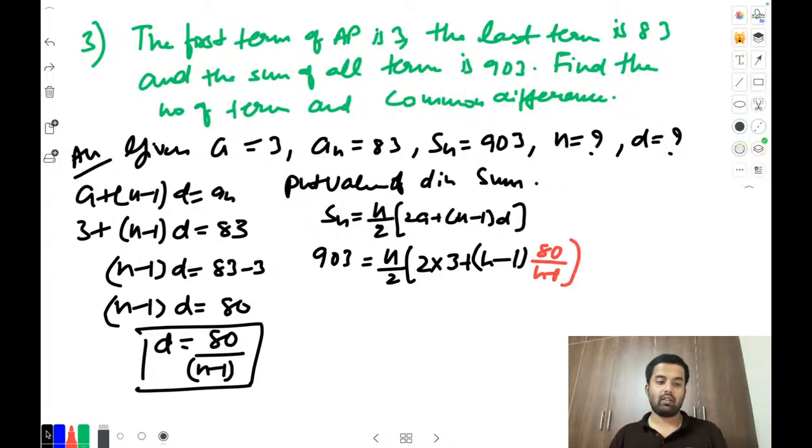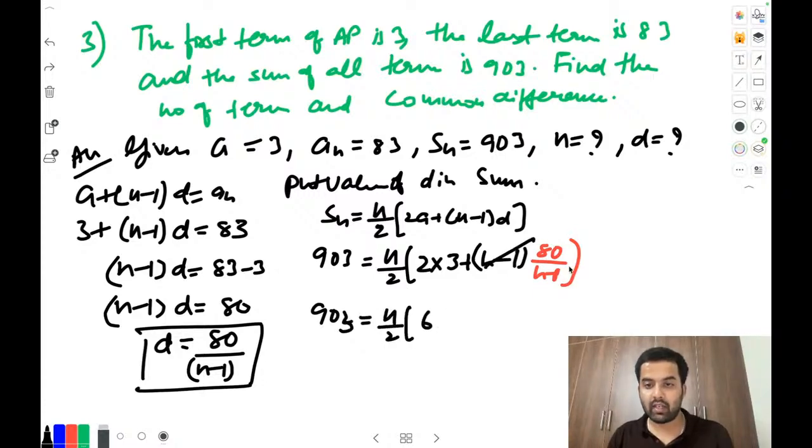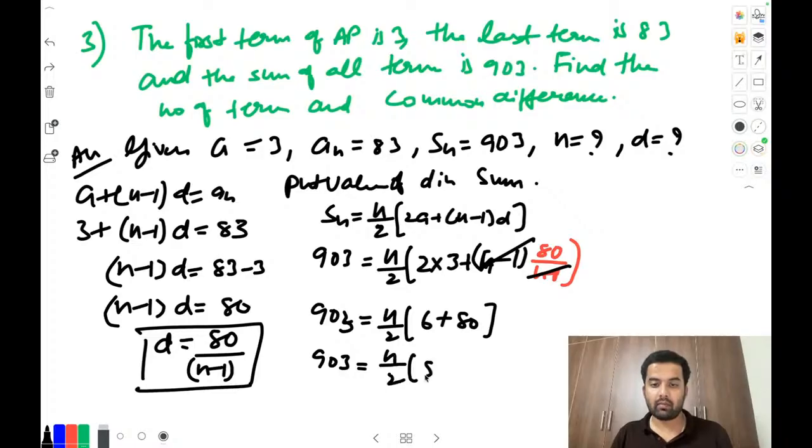Is it okay? Now let's proceed. 903, n by 2, this becomes what? 6. And as you see, we can cancel these both because this is n minus 1 and this is also n minus 1. So both got cancelled. 6 plus 80 will come. After addition, what will come? This will become 86. Now 903. Now check it out, how can we cancel here? 43 times, right? So 43 n will come.